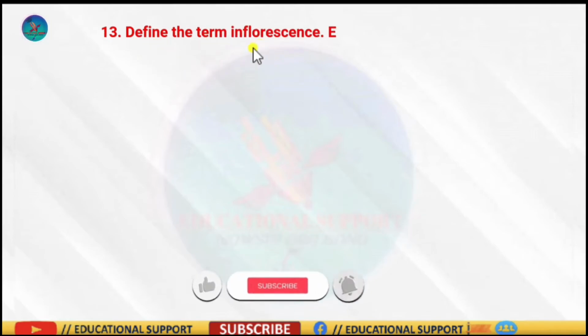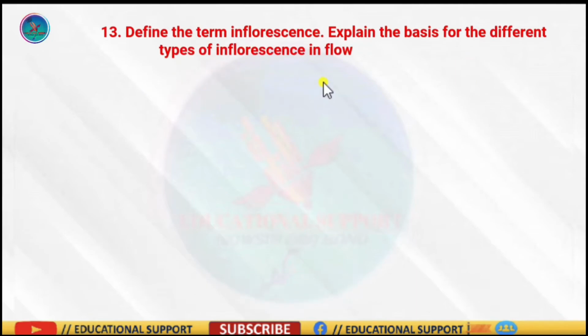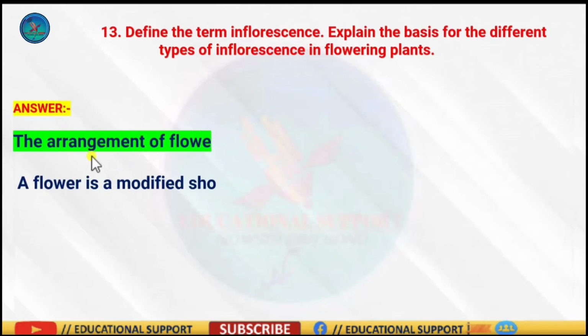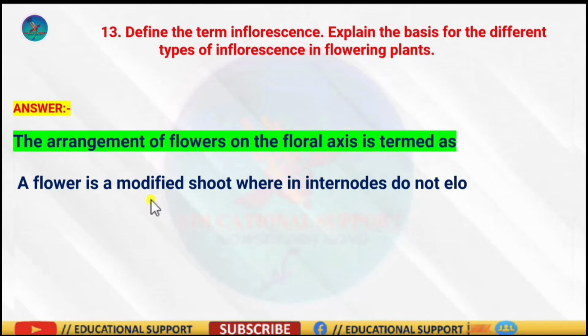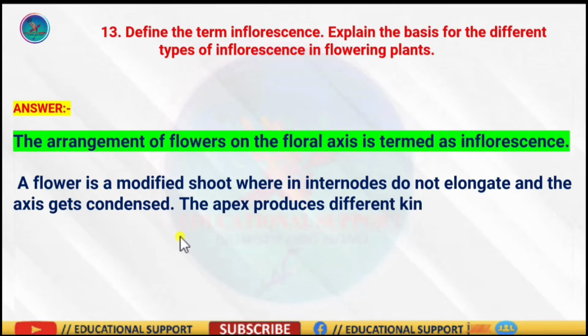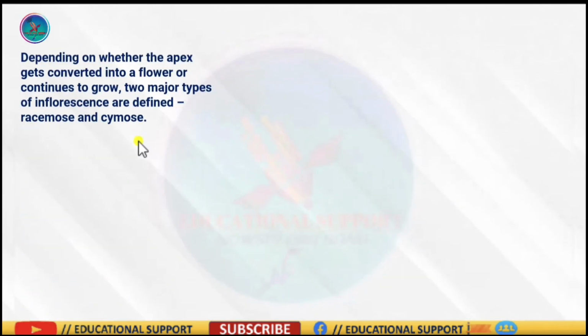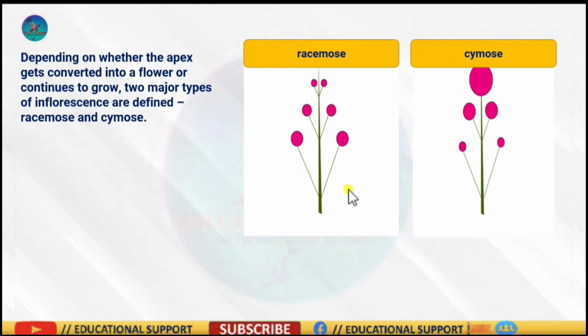Question number 13 is, define the term inflorescence and explain the basis for the different types of inflorescence in flowering plants. So inflorescence is the manner in which the flowers are arranged on the flowering axis. The inflorescence is defined as the arrangement of a cluster of flowers on a floral axis. During the flowering season, the vegetative apex of the stem gets converted into floral meristem. So the inflorescence is of two types. They are racemose and cymose.